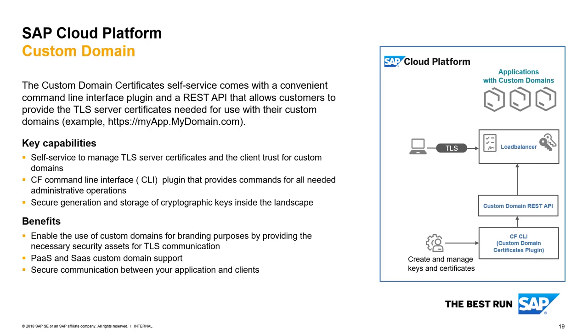The custom domain service allows you to make your SAP Cloud Platform applications accessible via an individual domain, which is different from the default one. The default one is hana.ondemand.com. It also provides a self-service for managing the related certificates and trust. You can also integrate your own PKI solutions, so it's not limited to a specific trust center. Furthermore, you have full control over the private key and certificate lifecycle.